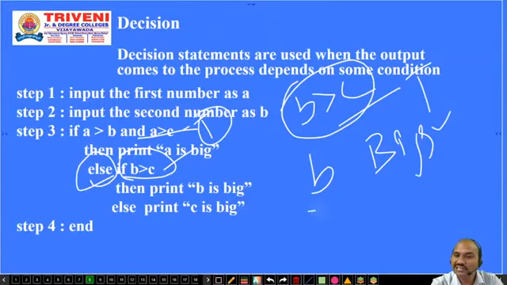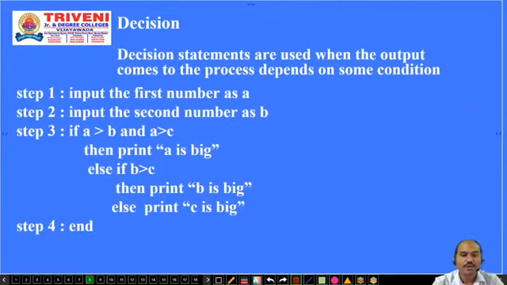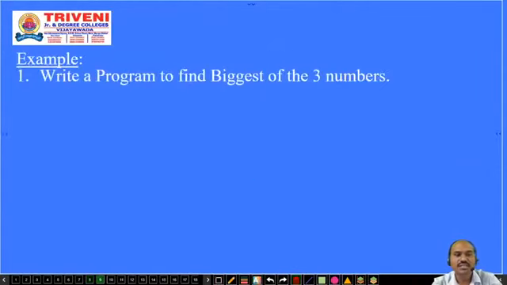If it is not satisfied, that means the statement is false. Then you go to the else statement. If the condition is satisfied, print B. Else you go to the third statement, that is C is the big value. So this is the entire decision algorithm, which depends upon some conditions. Likewise we have to explain and discuss the algorithm.